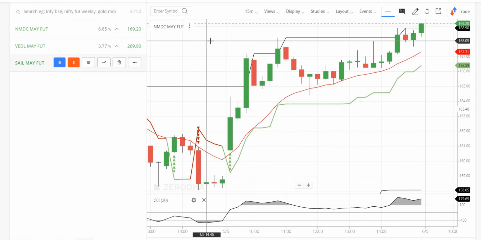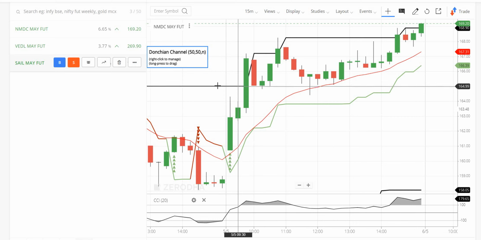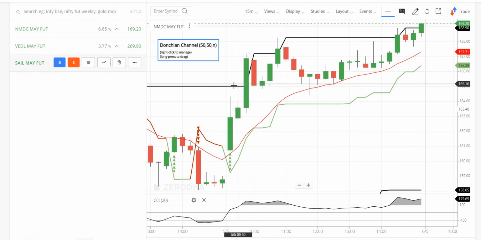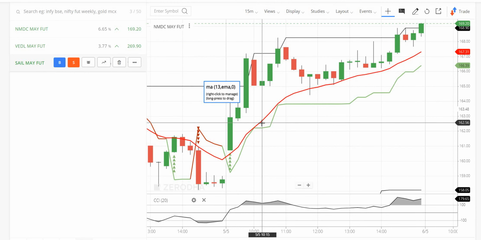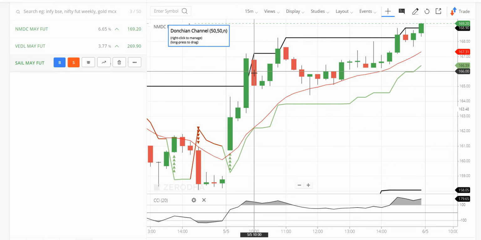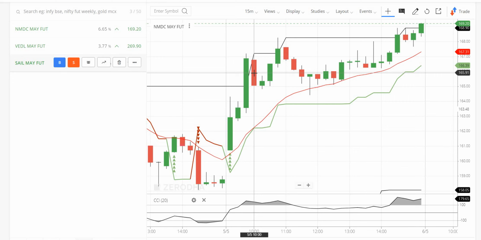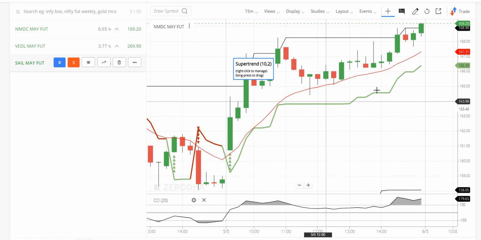Now, what are my positives when I go long in NMDC? Firstly, it is at the top Donchian channel. So that's one positive for me. Secondly, it is trading above the 13 moving average. That's the second positive, and it is above my super trend 10.2, which is the third positive. So I'd go long somewhere at 165 or something. All right. Now, where's my stop loss? My stop loss is this. The super trend 10.2 is my stop loss.